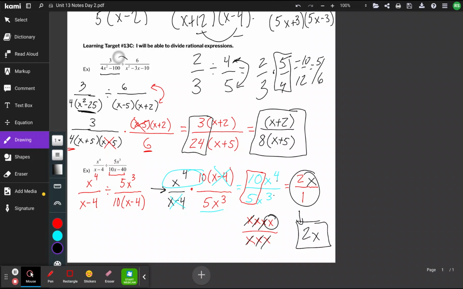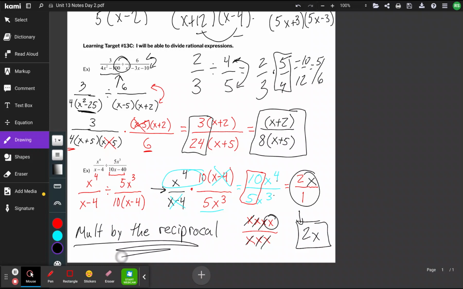The biggest thing today is when you see that division sign, we know that we are multiplying by the reciprocal. So multiply by the reciprocal when dividing rational expressions.